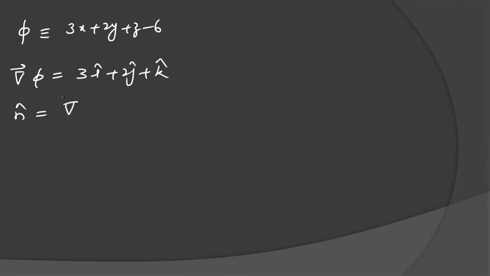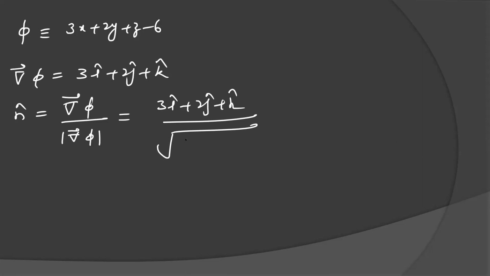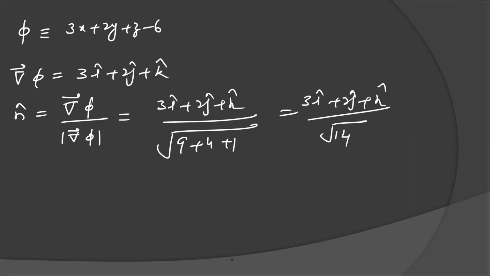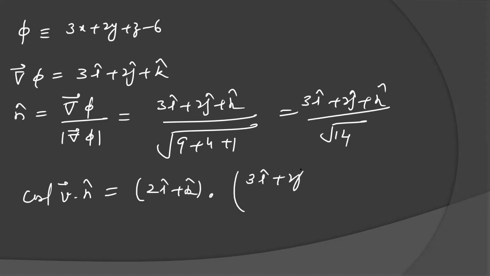Now what will be n cap? That is del phi over del phi magnitude, the outward normal vector. 3i plus 2j plus k cap over the magnitude, which will be the square root of 9 plus 4 plus 1. So it is 3i plus 2j plus k cap over root 14. Now we will find curl v dot n cap. Curl v was 2i plus k cap, dot n cap, 3i plus 2j plus k cap over root 14. It is going to be 6 plus 1, which is 7 over root 14. Now it's up to you in which plane you want to take ds.